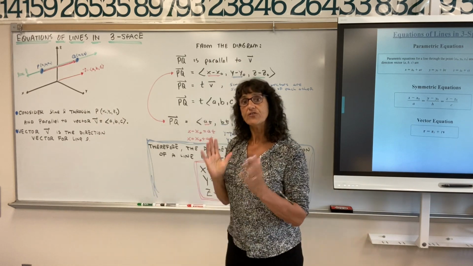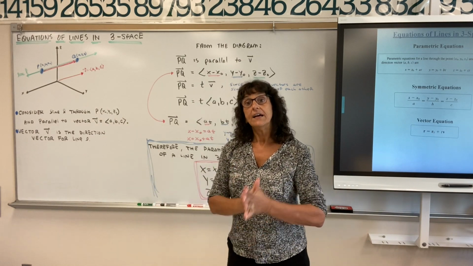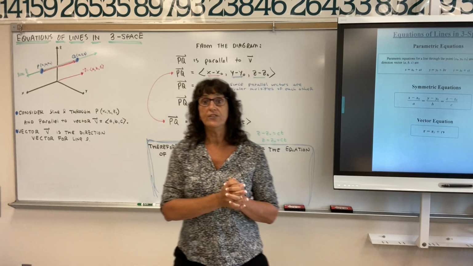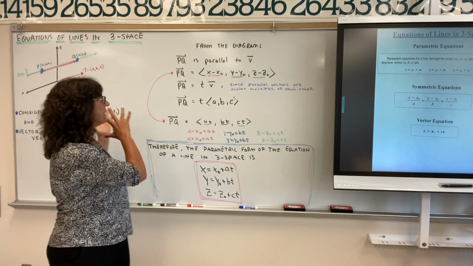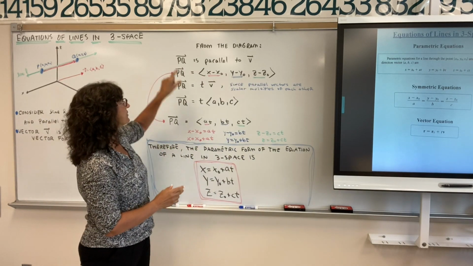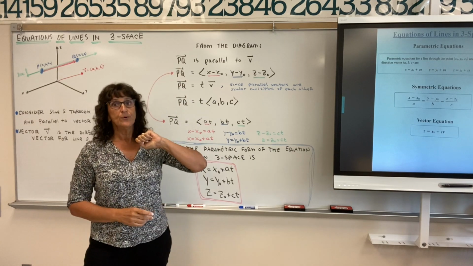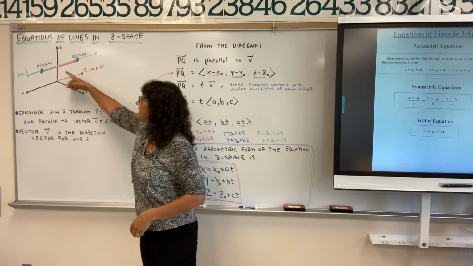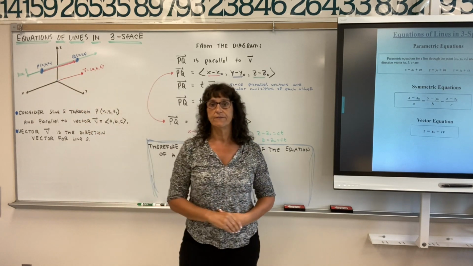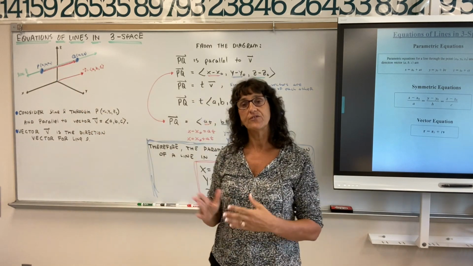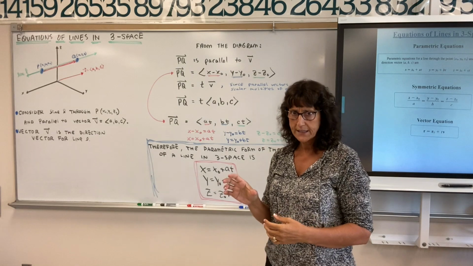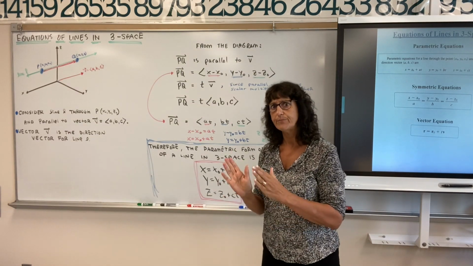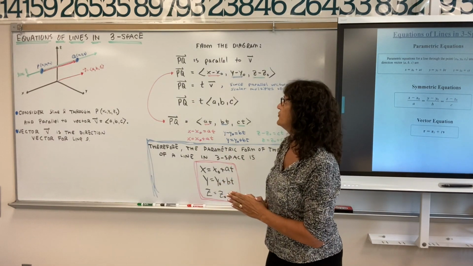All right, so let's go ahead and see if we can derive the parametric form of equations. Based off of this diagram, vector PQ is parallel to vector V. We have to take that as a given here. Vector PQ and vector V are parallel to each other. Same direction, they don't have to have the same magnitude, they don't have to be the same length, but they are in the same direction, parallel to each other.